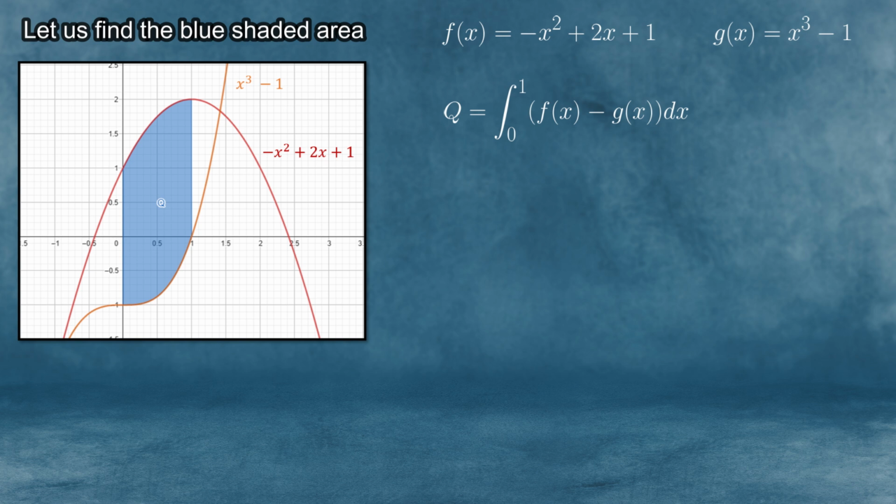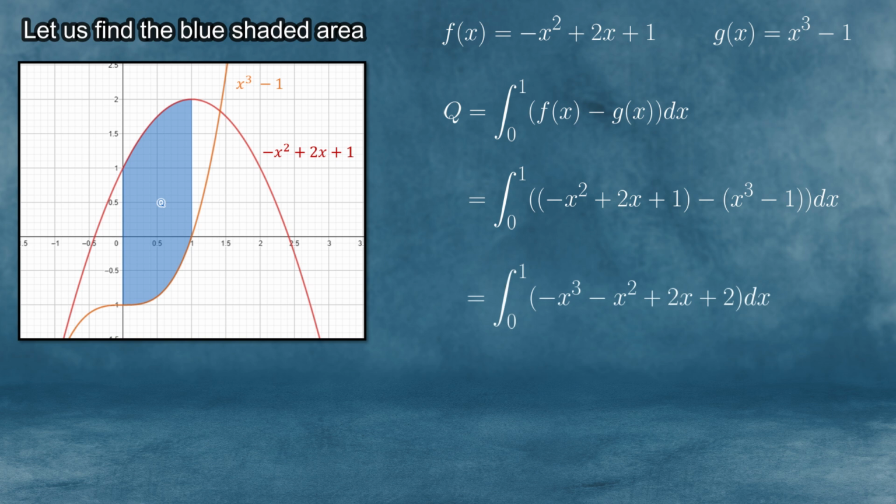In this case, we have to do the integral from 0 to 1 of minus x squared plus 2x plus 1 minus (x cubed minus 1). Now, if we rewrite this expression, we have to do the integral from 0 to 1 of minus x cubed minus x squared plus 2x plus 2, which is equal to minus x to the 4 divided by 4 minus x cubed divided by 3 plus x squared plus 2x, and we need to evaluate from 0 to 1. And if we do so, we get the value of 29 over 12.